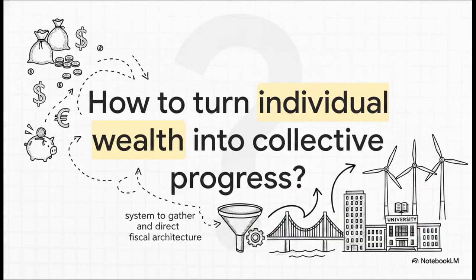Which brings up a pretty massive question, right? How does a nation actually pull off this magic trick? How do we take individual wealth and turn it into collective progress? Well, that right there is the foundational purpose of government economic intervention. Think about it. Without a system to gather and direct our resources, we're just millions of individuals acting totally alone. But if you have the right fiscal architecture in place, a society can build things that outlast generations.